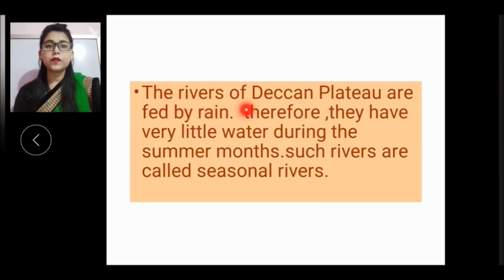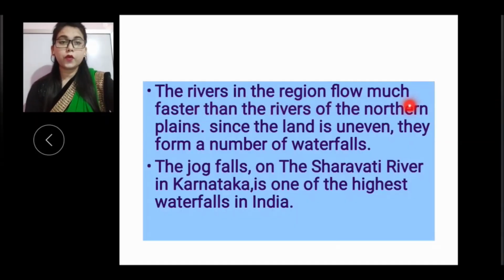Let's just read. The rivers of the Deccan Plateau are fed by rain. Therefore, they have very little water during the summer months. Such rivers are called seasonal rivers. The rivers in the region flow much faster than the rivers of the northern plains. Since the land is uneven, they form a number of waterfalls. The Jog Falls on the Sharavati River in Karnataka is one of the highest waterfalls in India. So this you have to keep in your mind. The Jog Falls on the Sharavati River in Karnataka is the highest waterfall in India.